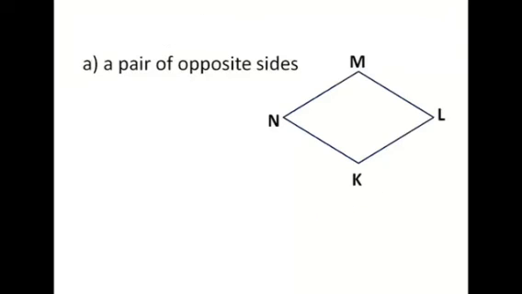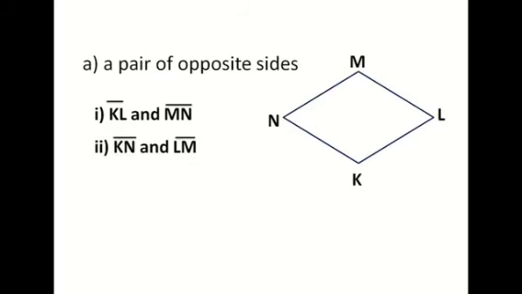The first question was a pair of opposite sides. So if you look at the diagram, you can see KL and MN are opposite sides, whereas NK and ML are opposite sides. So please write it. KL and MN both are opposites. On the top, you please mention the symbol for line segment. Okay. So another pair also you can write, KN and LM. They are also opposite sides.